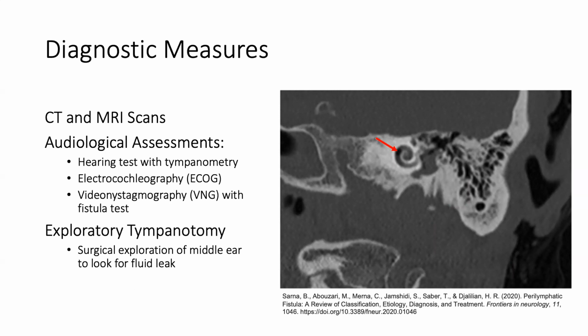So starting with CT scan, particularly the high-resolution coronal or sagittal views are the most reliable method for diagnosing perilymphatic fistulas, and it can indicate if urgent surgical intervention is needed. So you can see in this photo a coronal CT scan of the temporal bone showing an air bubble in the second cochlear turn, just where that red arrow is.